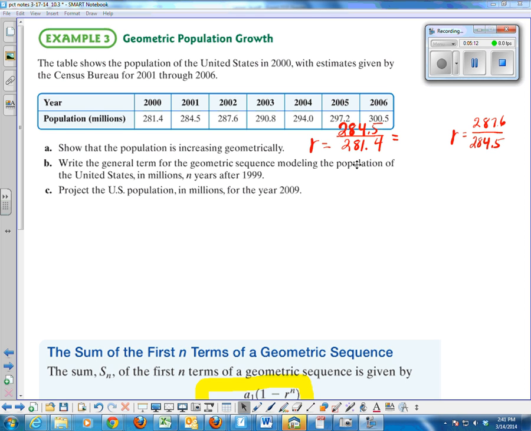Here we see the calculations of the r values. So for the first r value, 2001 divided by 2000. Take a moment to write that down and calculate it.